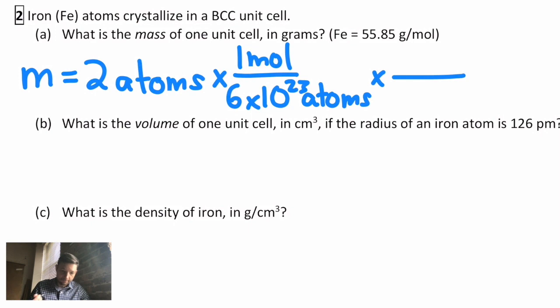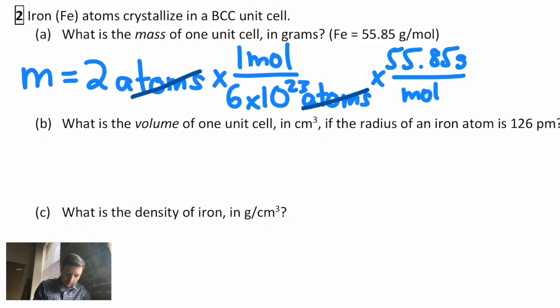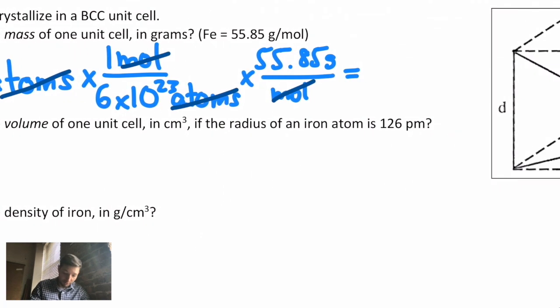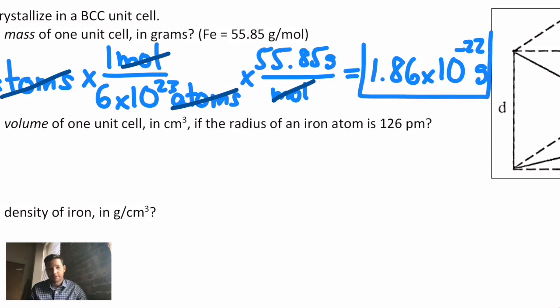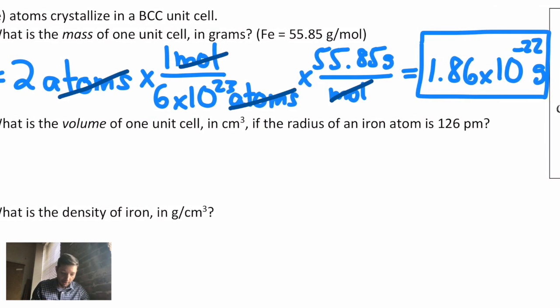We're talking iron, and they were very nice. They gave us the atomic mass of iron, 55.85. So I just multiply what I have times 55.85 grams per mole, and you can see dimensional analysis working as always. Atoms cancel with atoms, moles cancel with moles, and we get a very small number, no surprise, 1.86 times 10 to the negative 22 grams. Very small number. So that's just the mass of 2 atoms of iron, because that's within the cell.